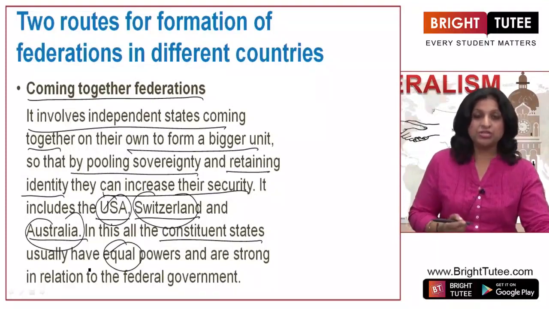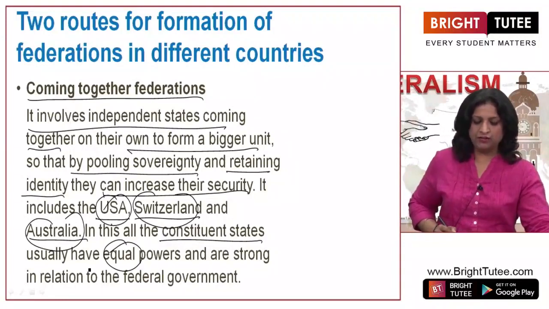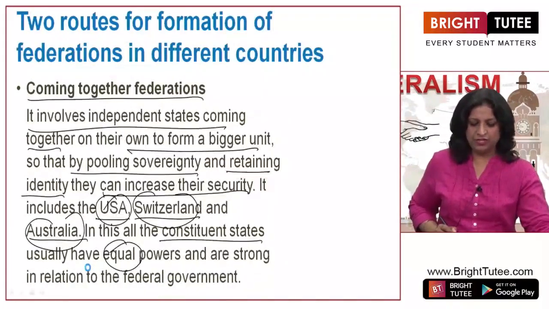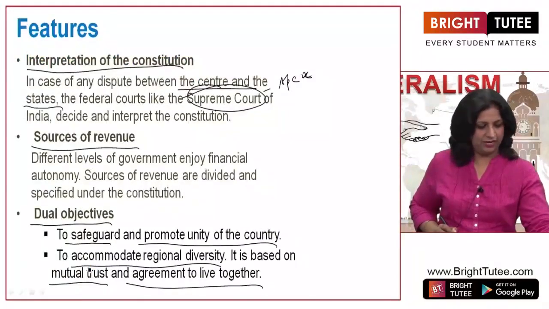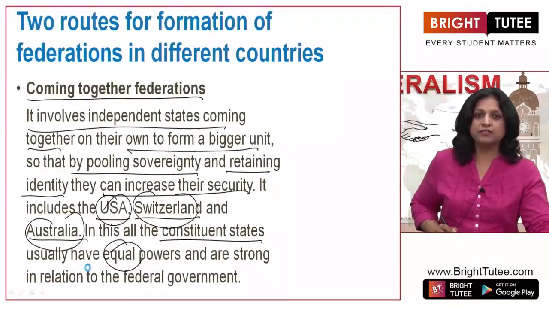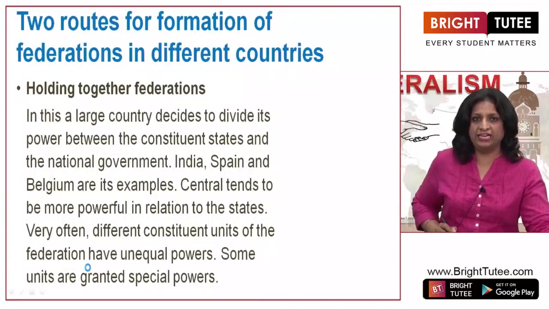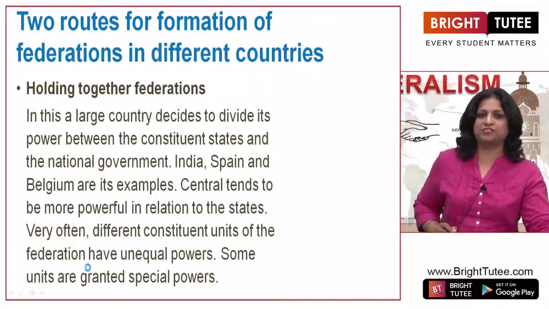Okay? A question can be asked, for 1 mark: in which countries do coming together federations work effectively? That is USA, Switzerland and Australia. Okay? This is about coming together federation. Now, the second type and second route, very important. Why am I saying important? Because India has a holding together federation.